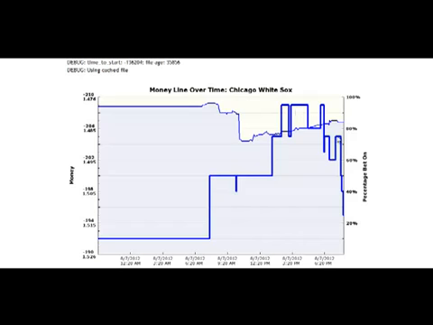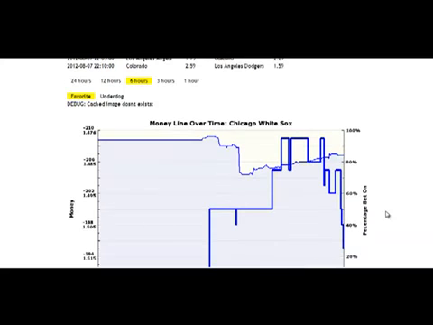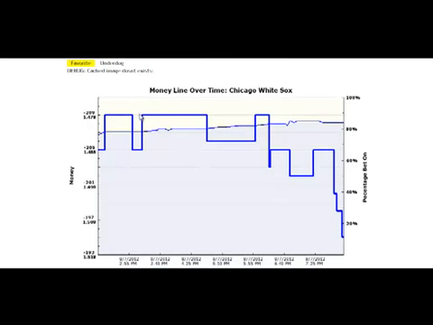You can scale this graph down. For example, you can choose between 24 hours, 12 hours, 6 hours, 3 hours. So let's check 6 hours. What happened in the last 6 hours here? You can see the line was pretty stable, and then suddenly the line moved from minus 205 to minus 195. So this is a 10-point line reversal, and it came in on the direction of the underdog.